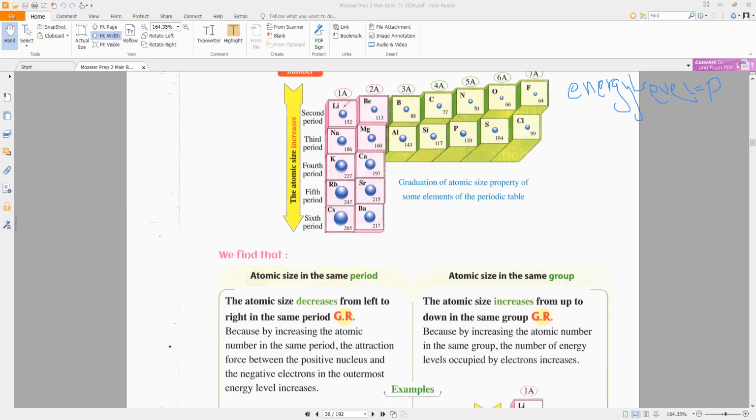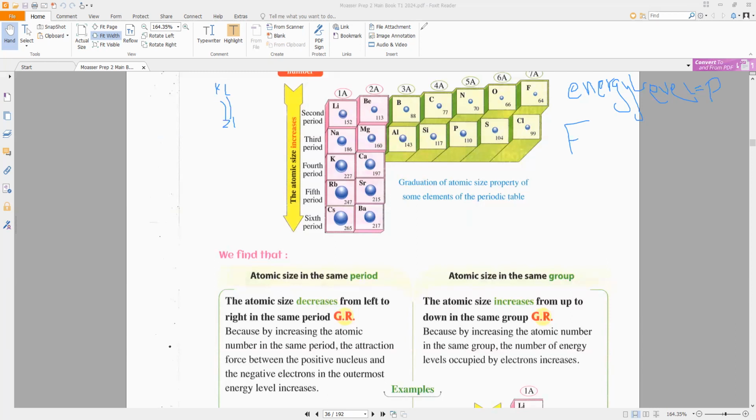Lithium and fluorine: we distribute the electrons in lithium and fluorine and compare between them. Lithium has atomic number 3, so it has 2 energy levels. K has 2, L has 1 electron, because its atomic number is 3. What about fluorine? Fluorine has atomic number 9.